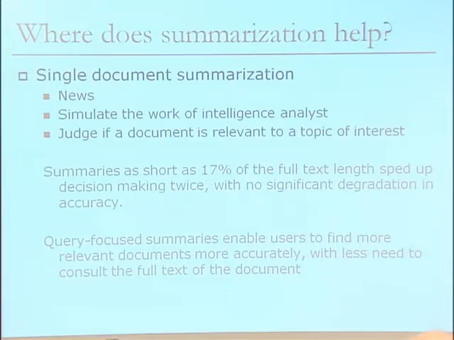So you can either look at the full article, or you can also have the summary and the article. And it turned out that summaries that were 70% of the full text length sped up decision making, and here the decision is: is this piece of text relevant to the topic that I'm studying or not, with no significant degradation in accuracy. So people made decisions faster, and their decisions didn't get worse, so they didn't miss important information that they shouldn't have missed.